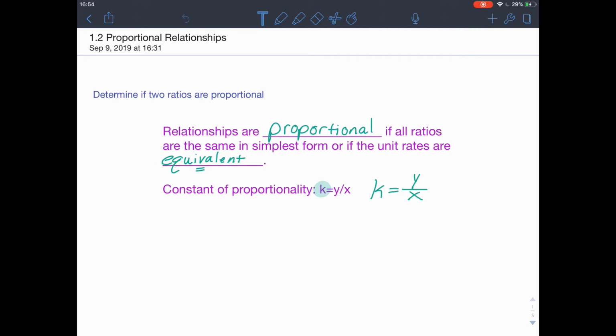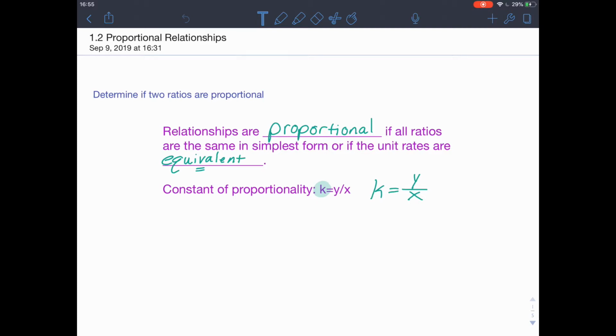And we call that ratio that is in common the constant of proportionality. We have a nice simple little formula you can use to find it. K is the letter that represents our constant of proportionality, and you just get it by taking your ratio written as a fraction, y over x, and again either simplifying it or you can turn it into a unit rate, which is a different way of thinking of simplifying our ratios.